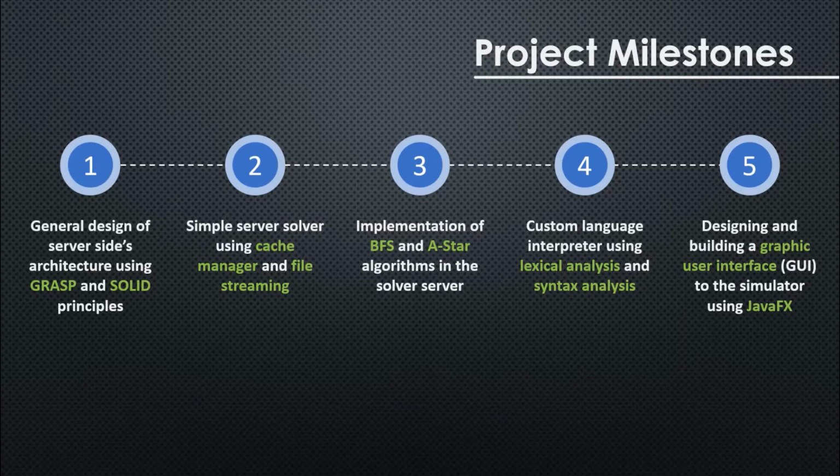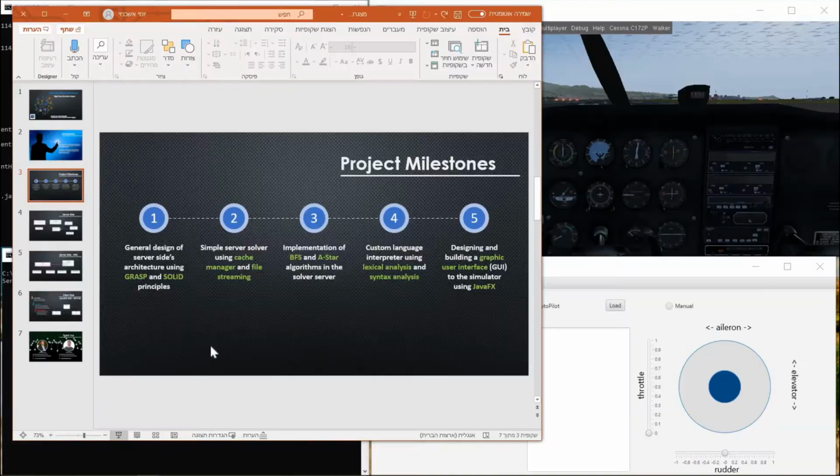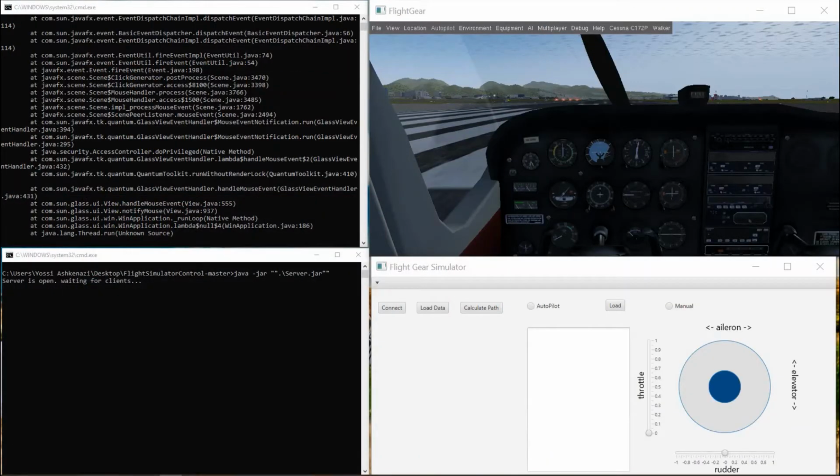Now I will show you how the simulator is working. So, as you can see, we already launched the server side and the client side, and FlightGear is already working. So now, I will start by loading the map, which will represent the topographic area in Honolulu.